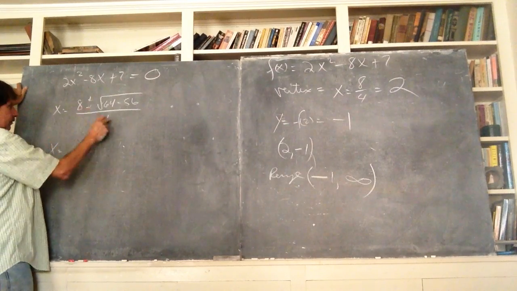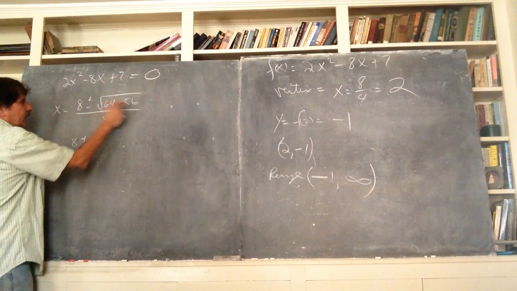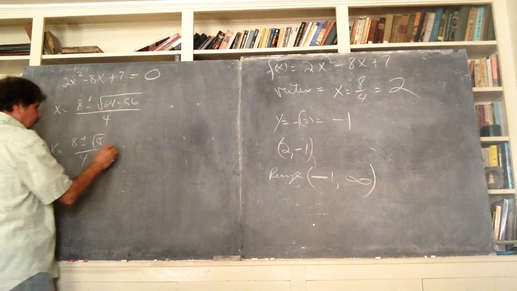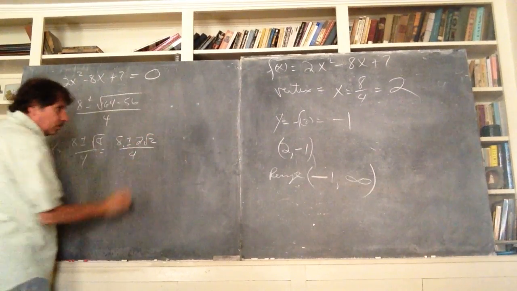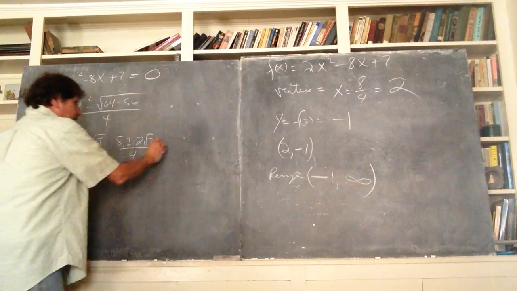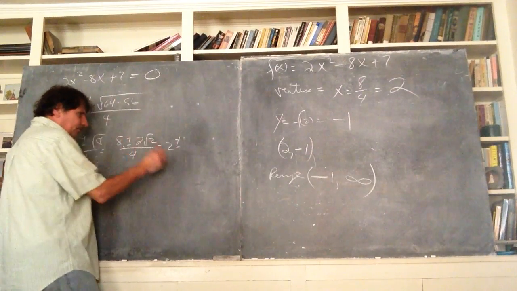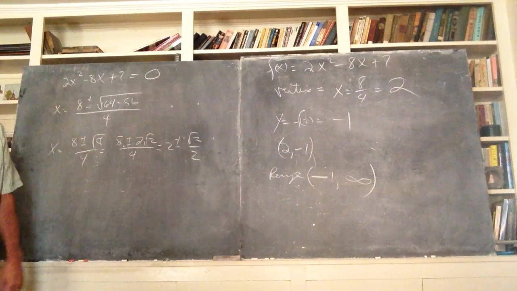X equals 8 over 4, well, let's just do it like this, 8 plus or minus the square root of 8 over 4, which is 8 plus or minus 2 times the square root of 2 over 4. Oh boy, this is a 2, plus or minus the square root of 2 over 2. That's it. Those are the 2 points where it crosses the x-axis.